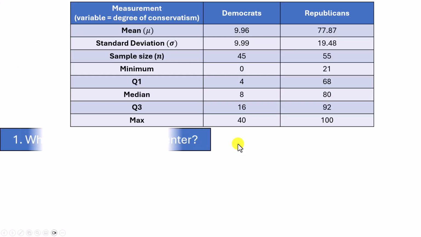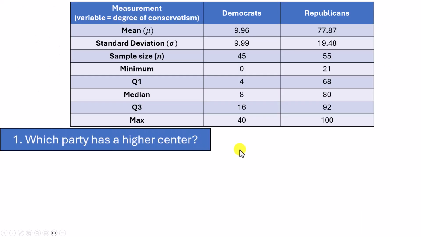So now we can use this information to answer a number of different questions. So one question could be asked, which is, which party has a higher measure of center? Now, typically we use either the mean or the median to represent the level of center. So unsurprisingly, we have higher both mean and median for Republicans, right? Republicans typically tend to be more conservative. And if we look at the values, the mean for Republicans is 77.87 compared to 9.96 for Democrats, and 80 compared to 8 for the median. So no matter which one we go with, we're going to say that Republicans have a higher measure of center.